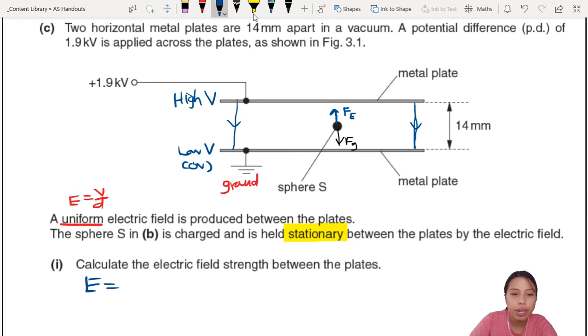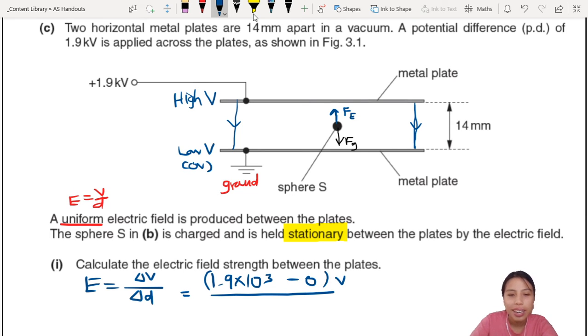So I need to write that electric field strength is the potential difference over the separation. What is that given to us? Oh, it is given to us. 1.9 kilovolts, 10 to the power 3 is kilovolts, minus, at the bottom is 0. These are all in volts. Let's write the units, good practice. Divide by separation distance, that's 14 millimeters, so 14 milli, the milli means negative 3, and this is in meters. So you get a pretty big number. I calculate for you. You should get about 135714 volts per meter.